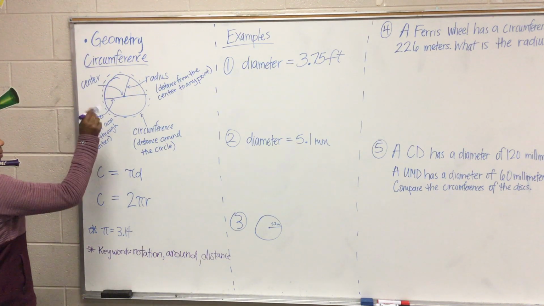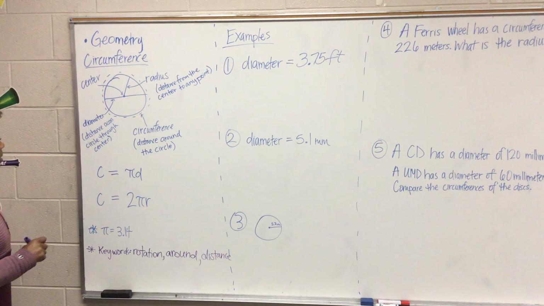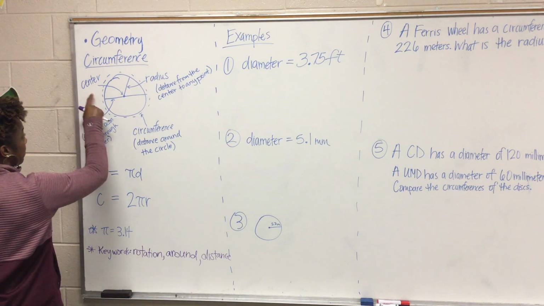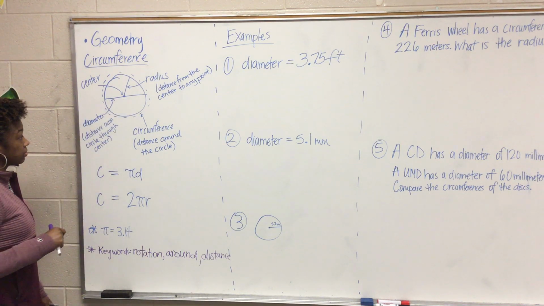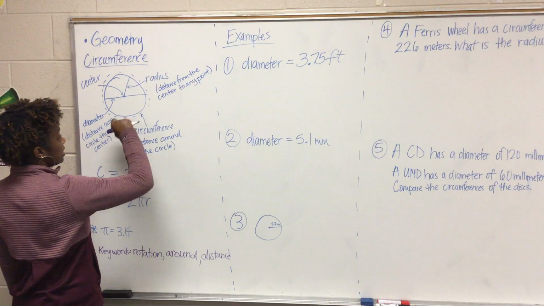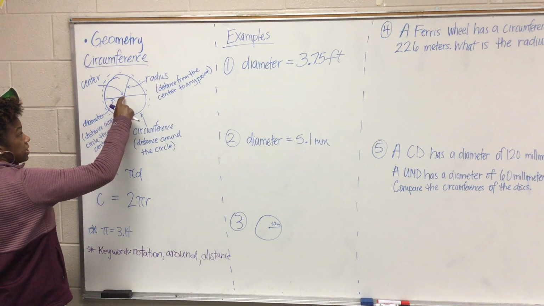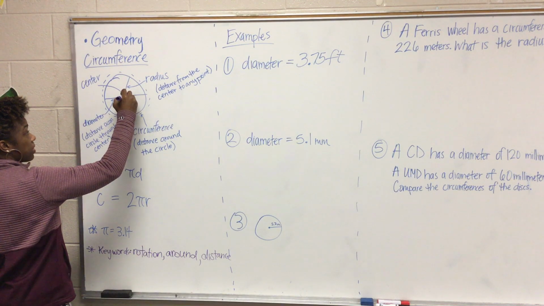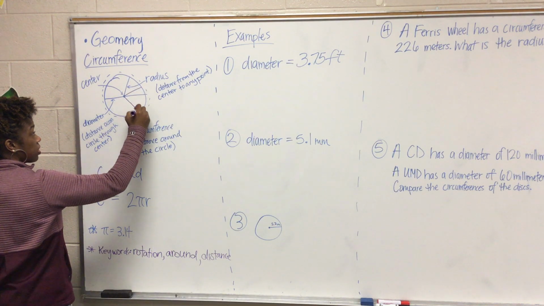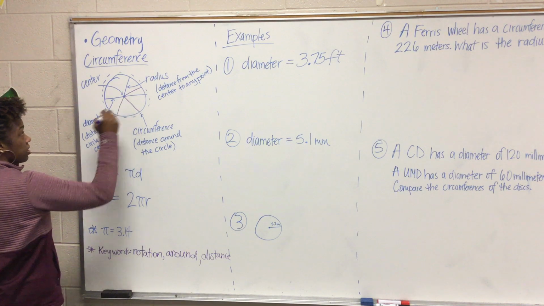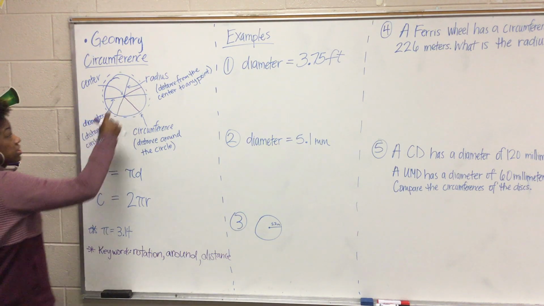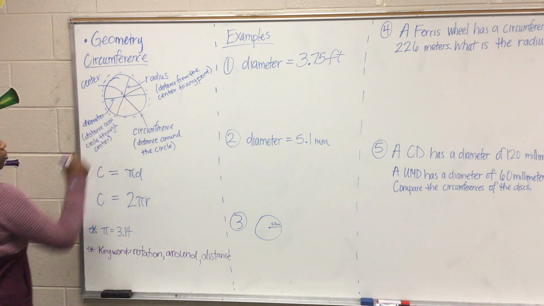So here we have a picture of a circle and the different components. Here you have the center, which is the dot. The radius is the distance from the center to any point. So this here is the radius. I could draw the radius to be here. I could draw it to be here, here, or anywhere from the center to any point.